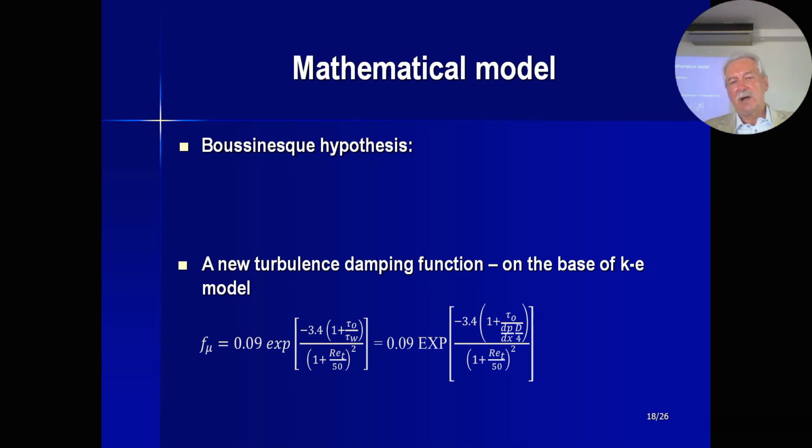So this function I proposed for solid particles, for kaolin flow some time ago, and this function possesses yield shear stress and the wall shear stress. So I used this function as well because I suggested hypothesis that in case of blood flow, there is suppression of turbulence at the wall.